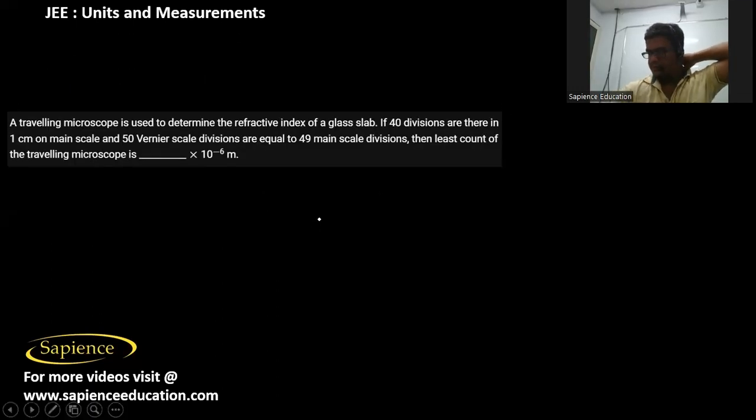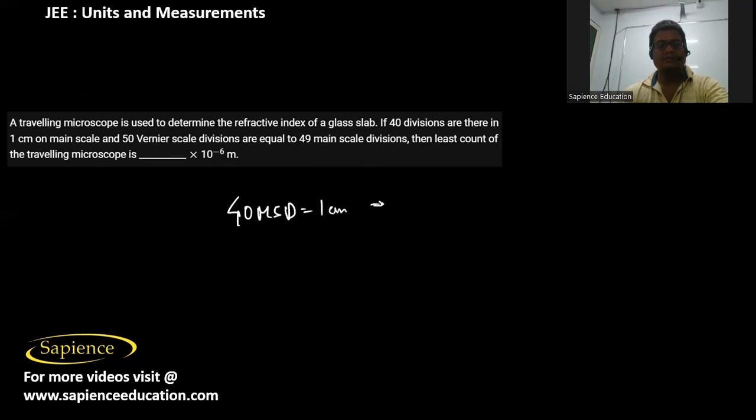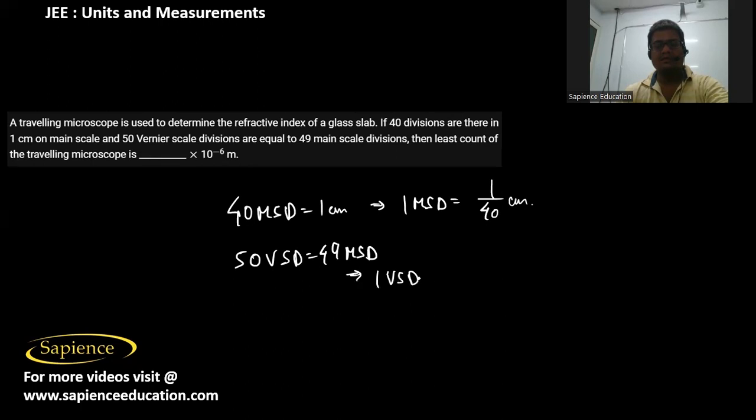Then here it is told that a traveling microscope is used to determine the refractive index of a glass slab. If 40 divisions are there in 1 centimeter on the main scale, it means 40 main scale divisions equal 1 centimeter. So 1 main scale division is equal to 1 by 40 centimeter. And 50 vernier scale divisions are equal to 49 main scale divisions. Then the least count of the traveling microscope is. So therefore 1 vernier scale division will be equal to 49 by 50 main scale divisions.